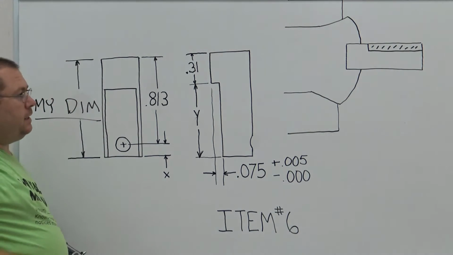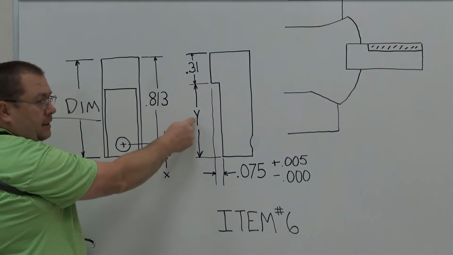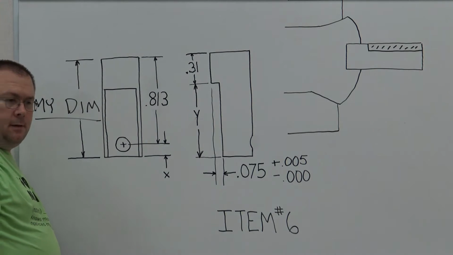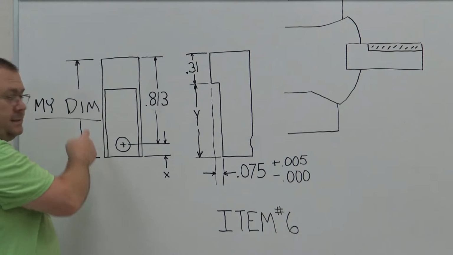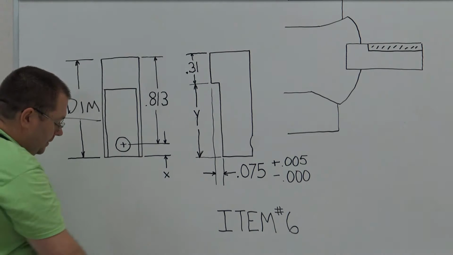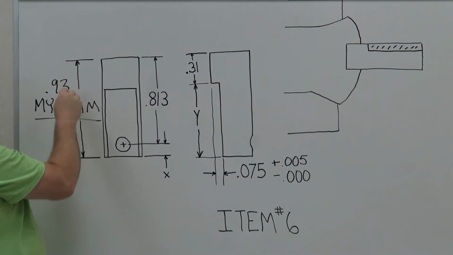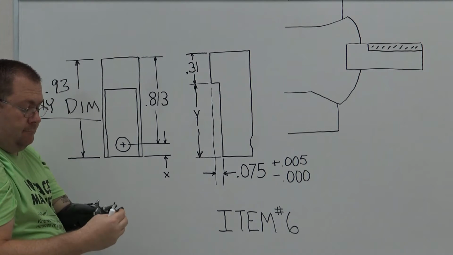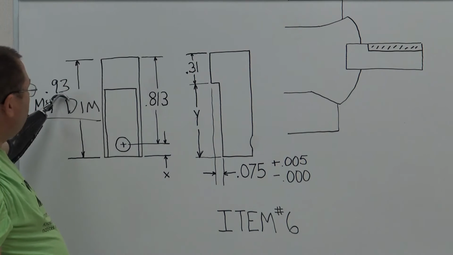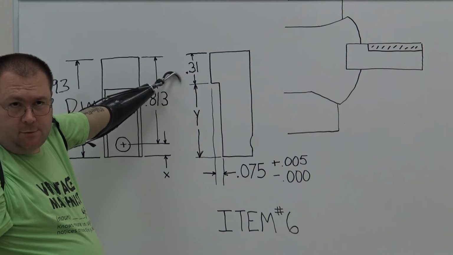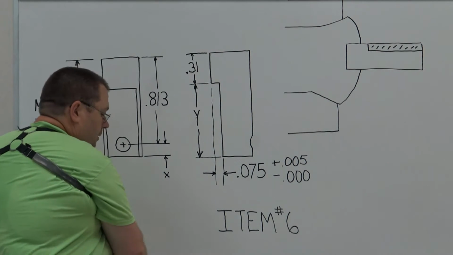So the first thing I need to do before I even clamp the workpiece inside the collet, I have to calculate what my Y dimension is. So let's just assume that my part is exactly 930 thousandths. So I'm going to put in 0.93. I didn't even have to scratch that out for mine because I'm that good, right? So 930 thousandths minus 310 gives me 620 thousandths.